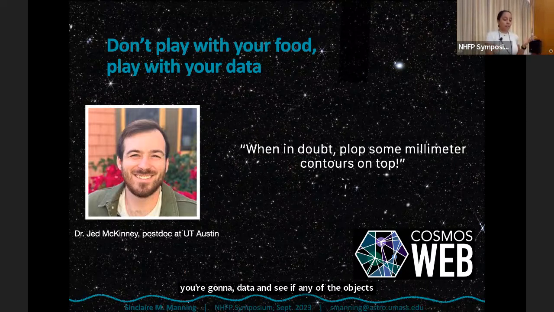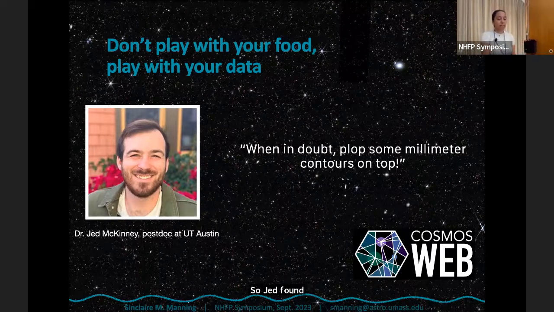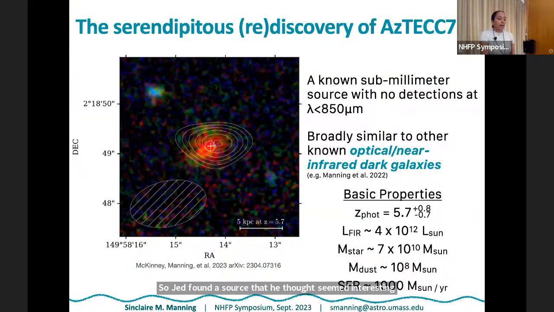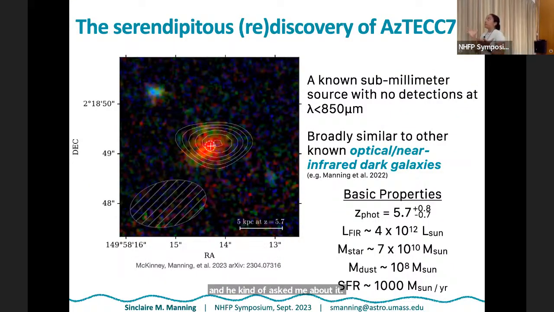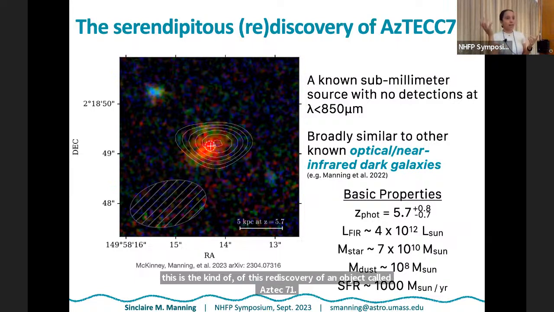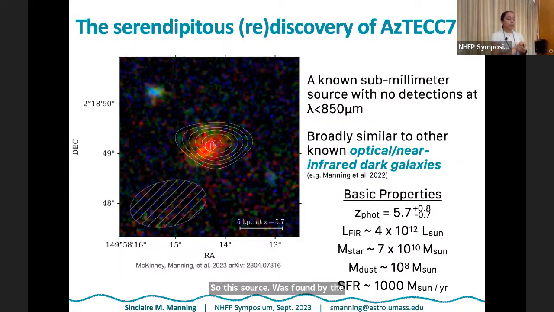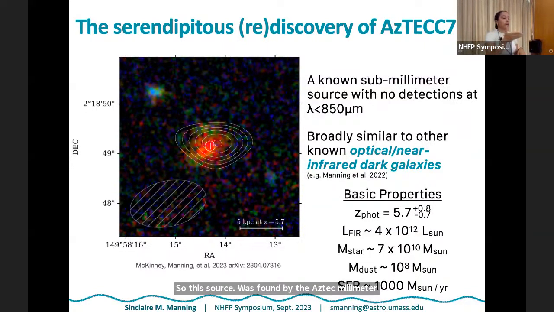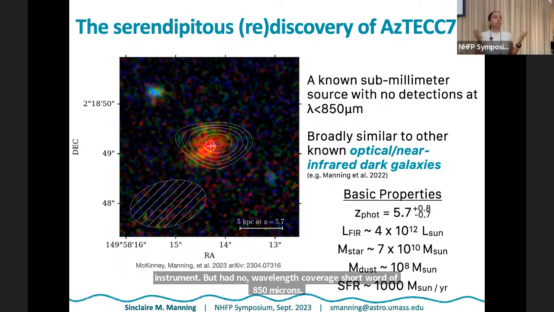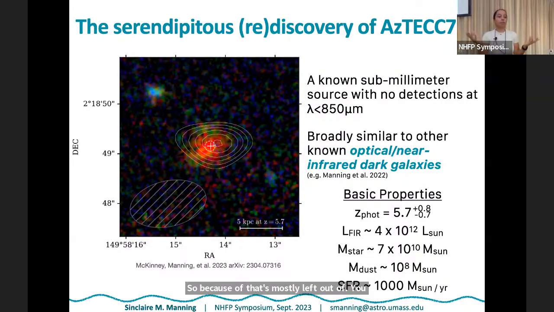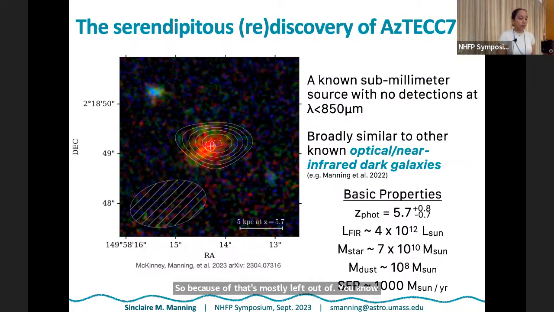So Jed found a source that he thought seemed interesting, and he asked me about it. This is the serendipitous rediscovery of an object called AzTEC 71. This source was found by the AzTEC millimeter instrument, but had no wavelength coverage shortward of 850 microns. Because of that, it's mostly left out of catalogs and surveys because there's no optical data to constrain the target at all.